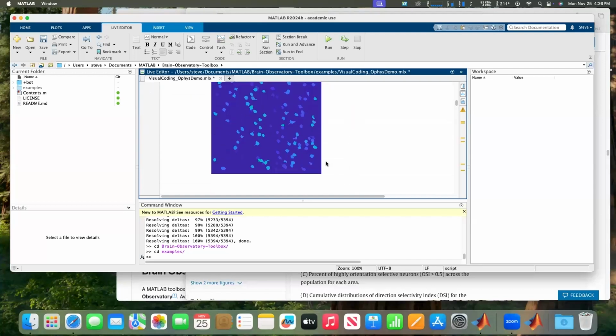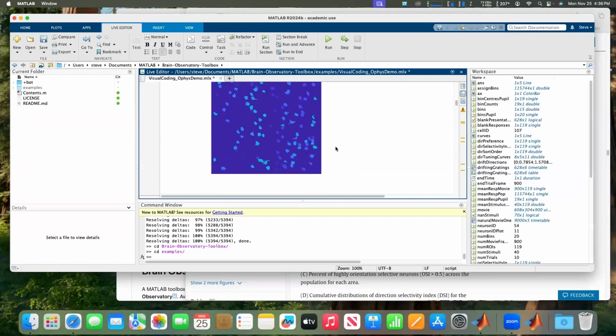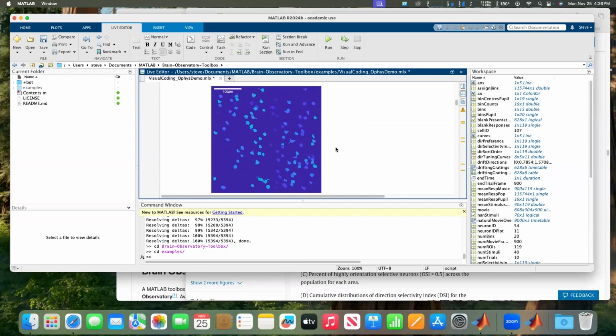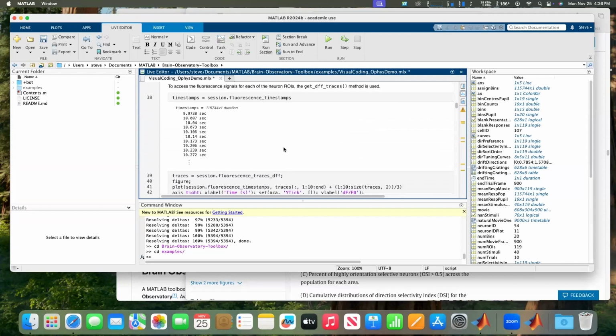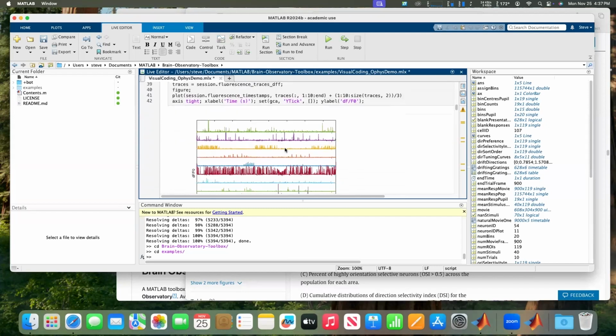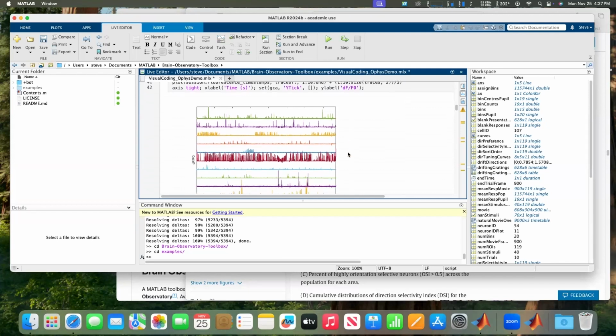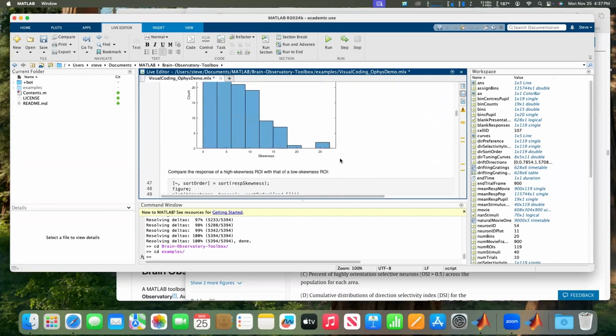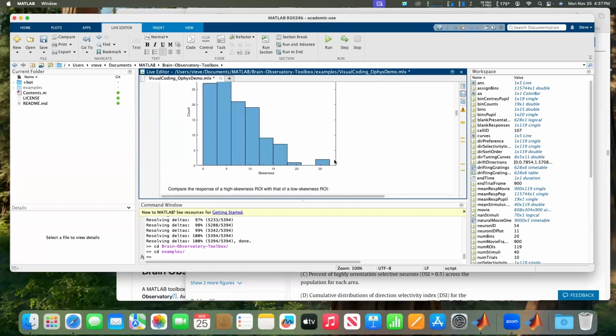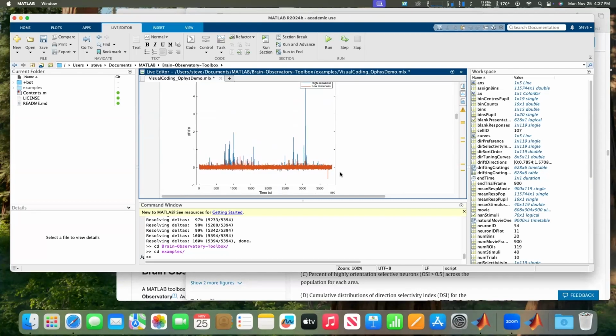And so you can see these are the locations of all of the regions of interest that were identified in that brain section. We can look at the fluorescence timestamps. We can look at the delta F over F traces from many neurons, as we can see. And we can also look at the skewness of these neurons. The skewness indicates cells that are exhibiting substantial variation of their activity from the mean.